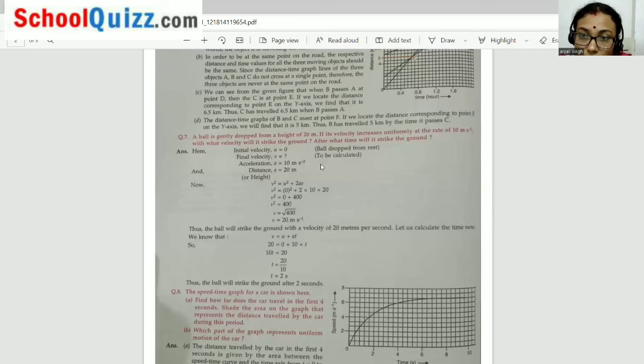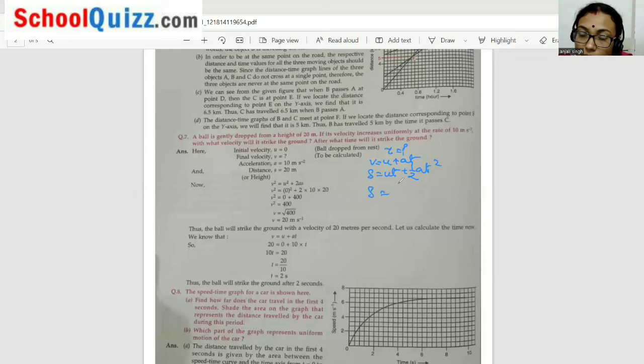Now, one more question is there. After what time will it strike the ground? So we have to find t. Clear? We have two formulas. The first equation of motion is already used, so I'm not going to explain it. We have the second equation also, in which t is there. Here u is 0, the initial velocity, so this term will be 0.